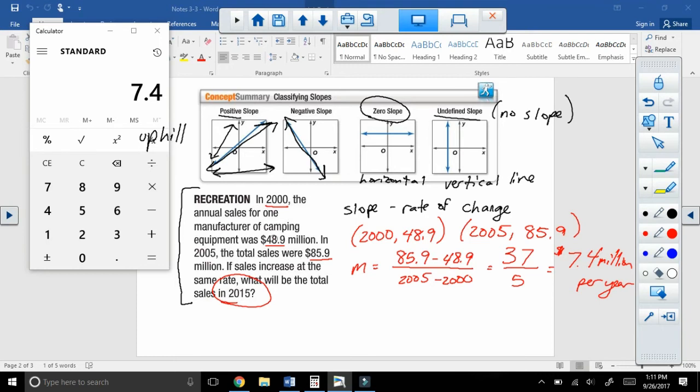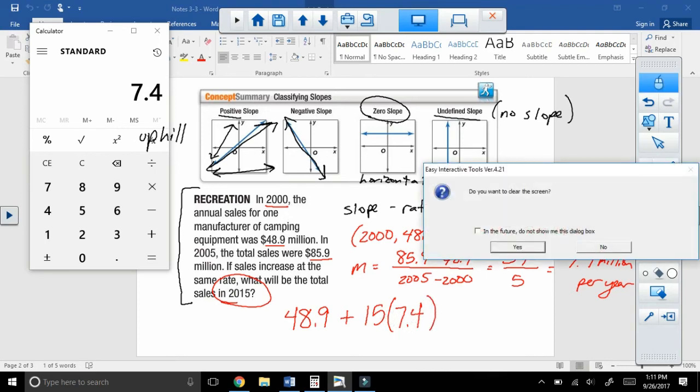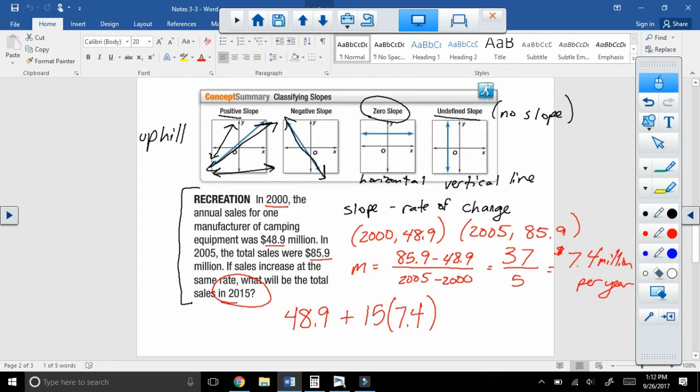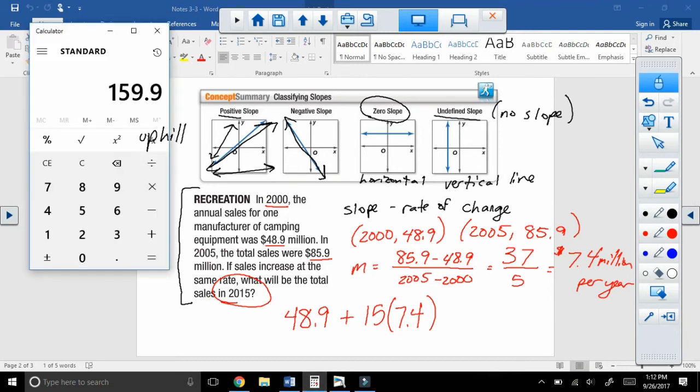So what I'm going to do is take what it started out with in the year 2000, the 48.9, excuse me, and then add 15 years' worth of the 7.4 million each year. I'll come back over here to the calculator and multiply that by 15. So this is how much additional it will be for those 15 years. But then I also have to add that to the initial amount in the year 2000, the 48.9. So the total sales that could be expected in the year 2015 would be $159.9 million.